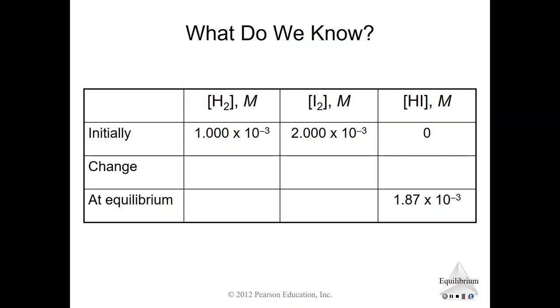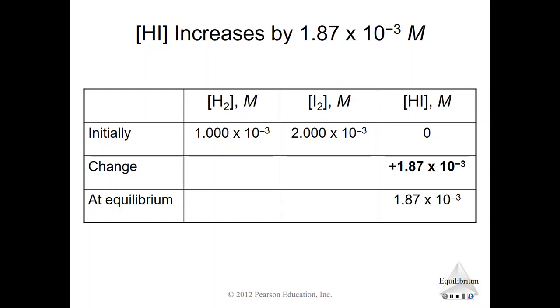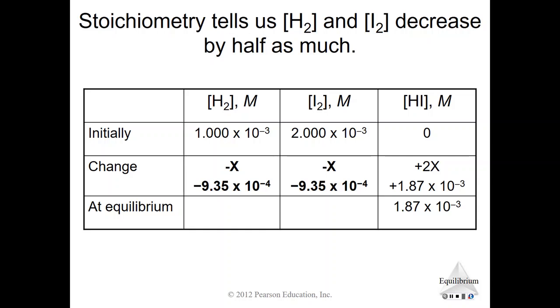Initially, to begin with, we have this molarity of H2 and this molarity of I2, and no product formed yet, because we're talking about initial before any reaction. They also told us that at equilibrium, this is how much HI was formed. So what that means is it increased by 1.87 times 10 to the minus 3. That also means these decreased by some amount.